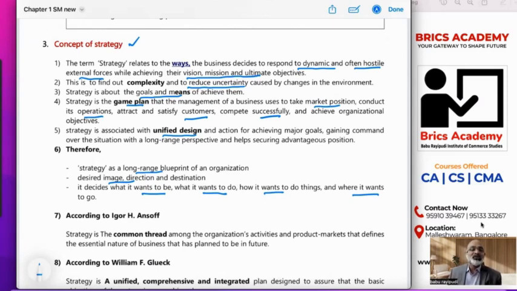Therefore, strategy is a long range plan. Strategy is about your image, direction. Strategy is about what you are right now, where you want to go, how you want to go. Direction. The path will be given.